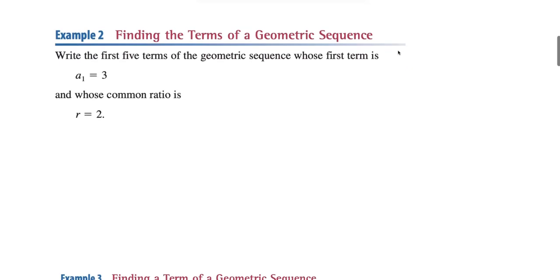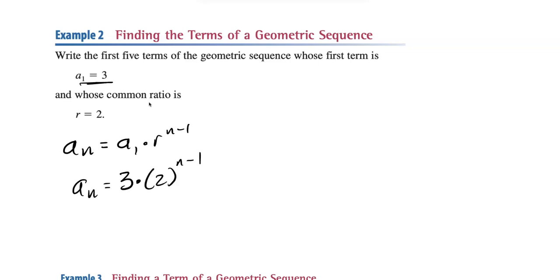So for example, write the first 5 terms of a geometric sequence whose first term is 3, whose common ratio is 2. So let's do a couple things. Let's write the formula first. So A_n equals A_1 times r to the n minus 1. So first I want to write the formula. A_1 is 3. 3 times my r is 2 to the n minus 1. There we go.